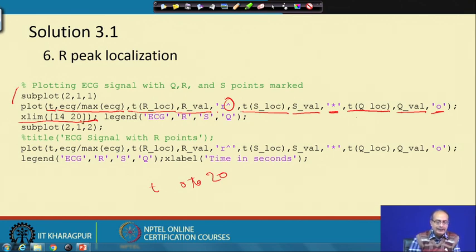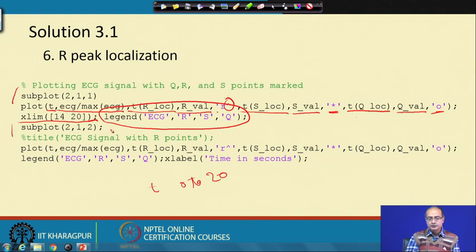Okay. And again in the subplot 2, we are doing the same thing. Here we are showing the full signal. Okay. So, at the top we are taking a part of it, so that we can separate the points Q, R, S, and we can appreciate that. And another thing we have used is something called legend, ECG, R and S, that the different symbols we use would be given there.